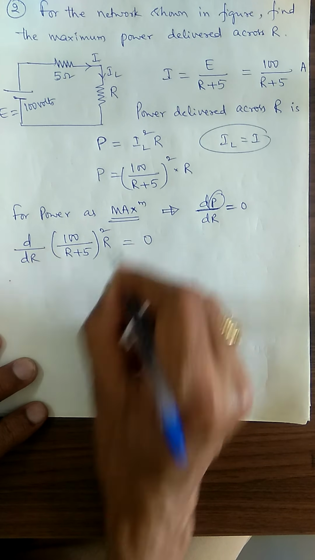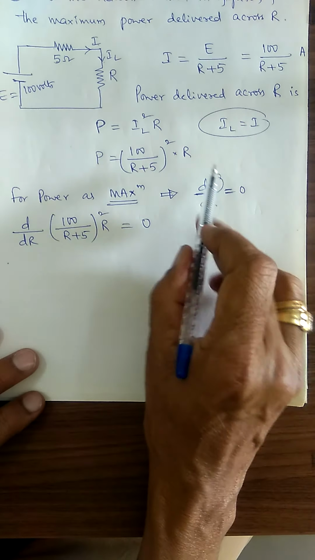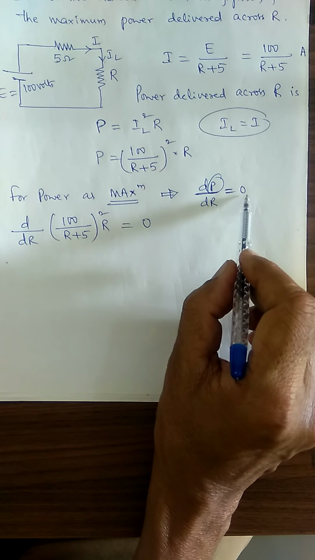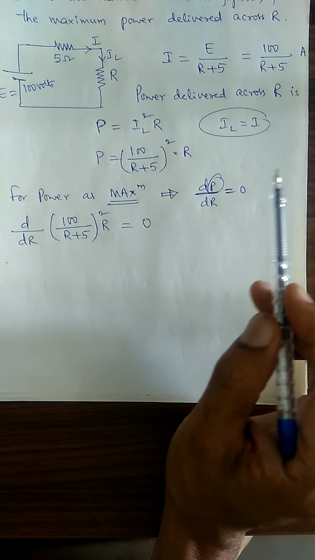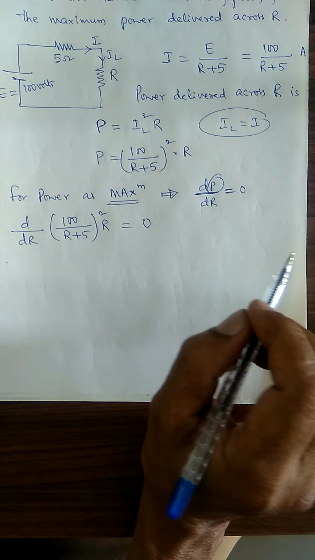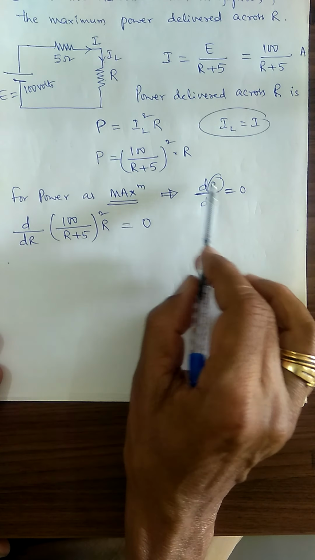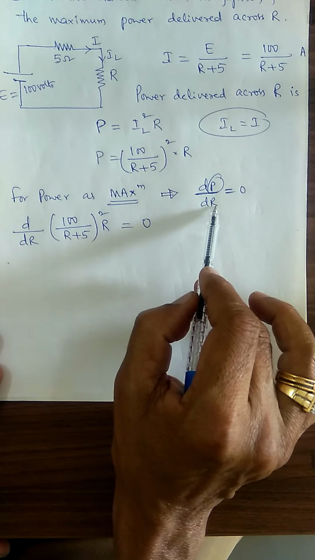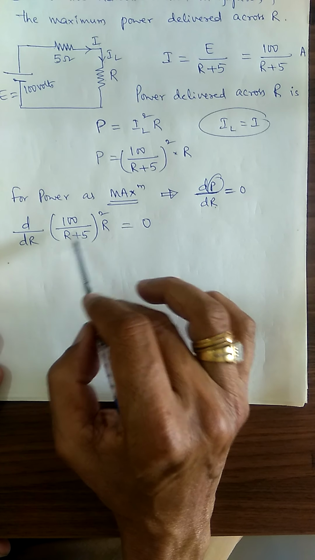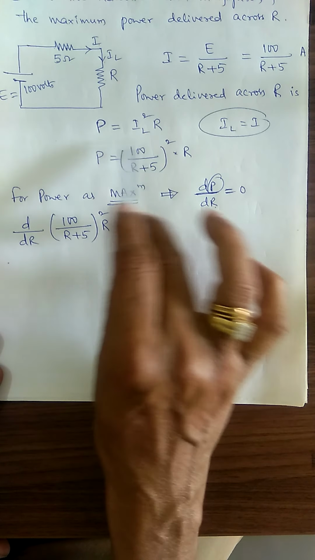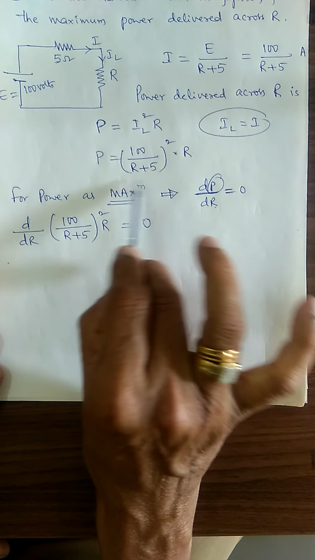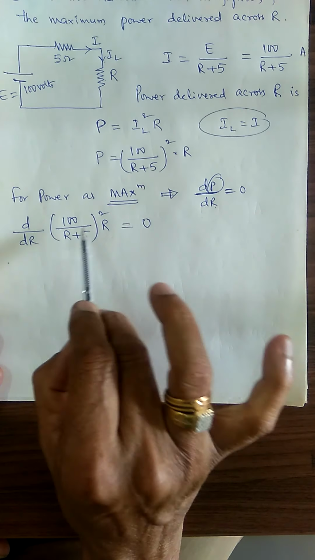It must be equal to 0. We have to equate it to 0. dP by dr is equal to 0, then only the power is maximum, according to the theory. Therefore, we differentiate this power with respect to resistance. But the P value we already found out. Whatever answer we got for P, I have substituted that.